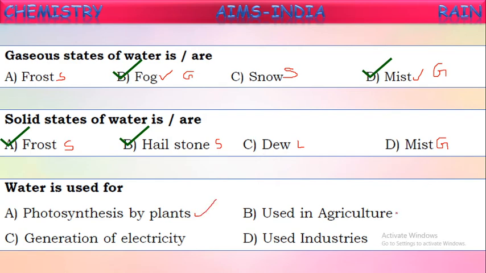Used in agriculture, yes. Most of the surface water is used for agricultural purposes. Next, in the generation of electricity, of course, they also use water, hydroelectricity. Yes, they use water in the generation of electricity also. Is it used in industries? Yes, in industries also water is used. So in all these purposes, water is used. All are correct answers here.